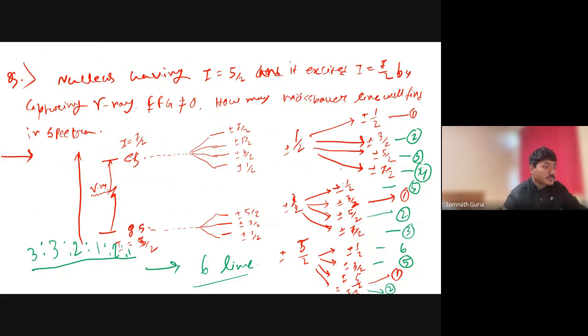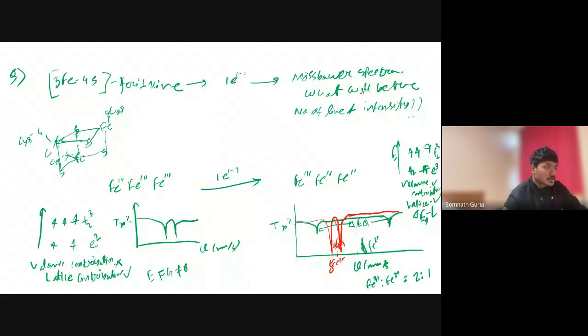Okay, now we discussed the ferredoxin. So how ferredoxin takes one electron, giving a mixed valence state, what the ratio of the Mossbauer lines will be, and how this antiferromagnetic coupling gives me a virtual iron 2.5, iron 2.5 state.